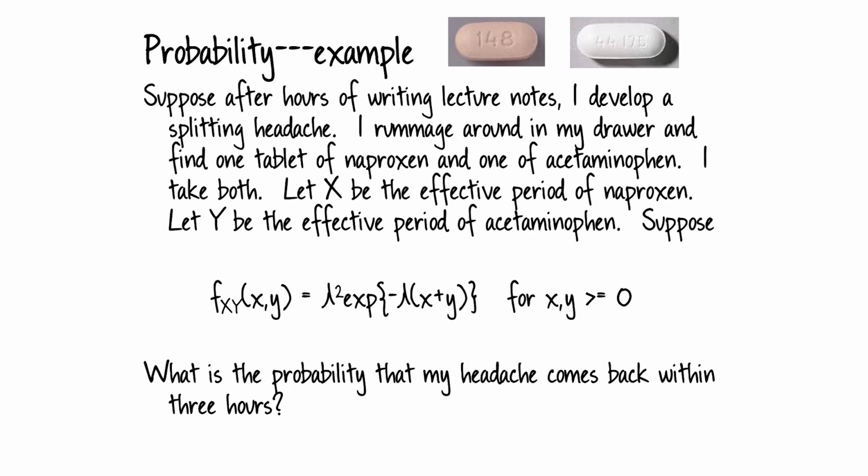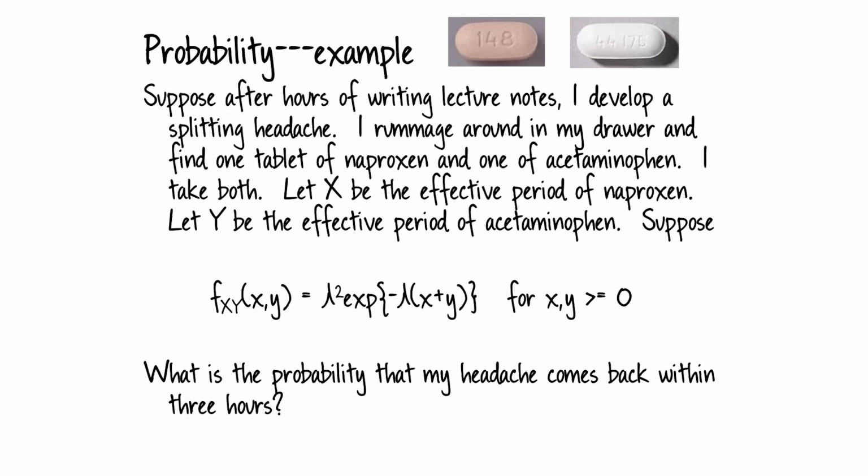Okay. So now let's consider an example where we can play around with the joint distribution. Let's suppose that after hours and hours of writing lecture notes, I develop a splitting headache. By the way, this is an entirely fictional account. And after developing that fictional headache, I rummage around in my drawer, and I find 1 tablet of naproxen and 1 of acetaminophen. Those are both things that one might take for a headache. And by the way, I asked my sister, who went to medical school, whether this was an irresponsible example for me to do in class, and she said she thought it was fine.